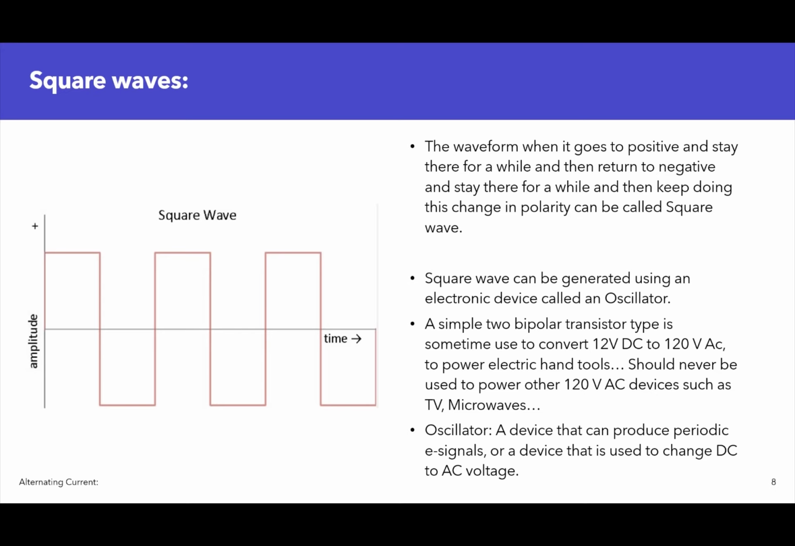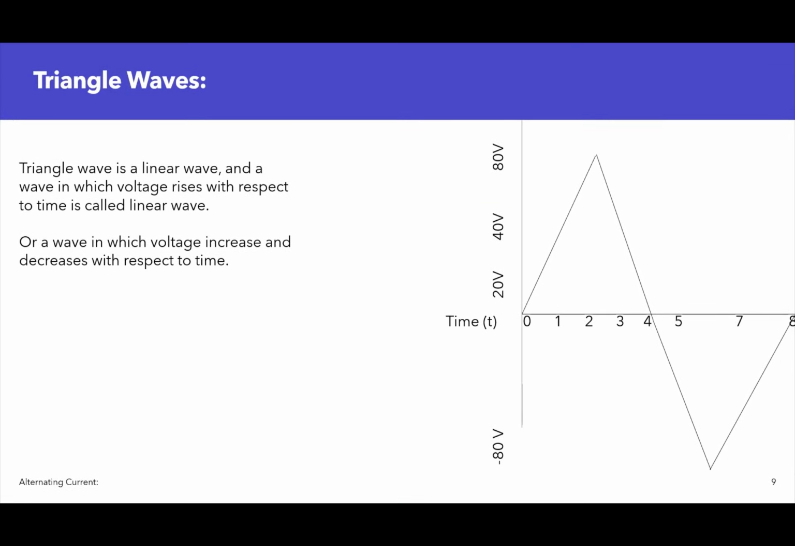Okay, moving on to the second wave, the triangle wave. A triangle wave is a linear wave, which is a wave in which voltage rises with respect to time. It's called a linear wave. Here is my time axis and this is my voltage axis.